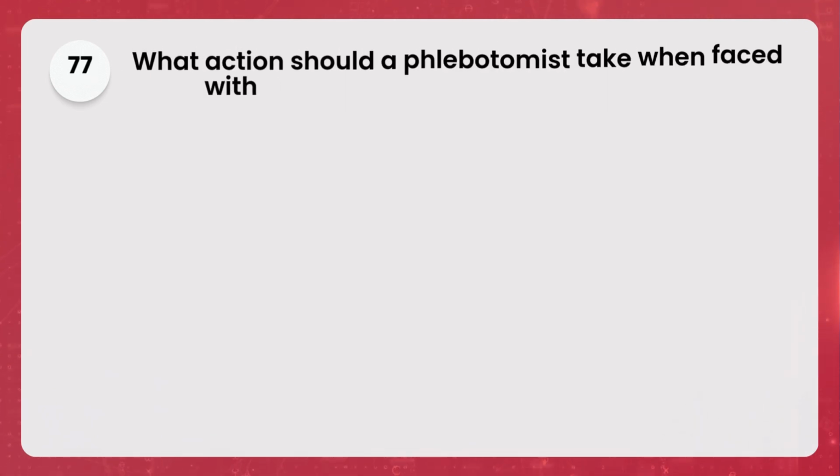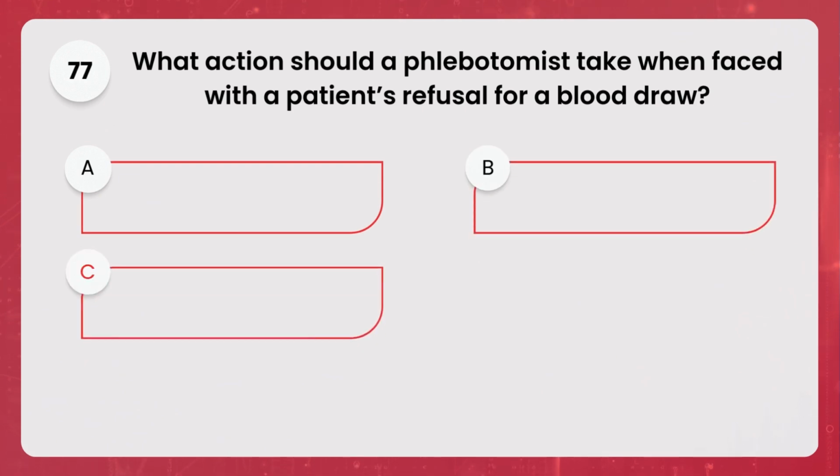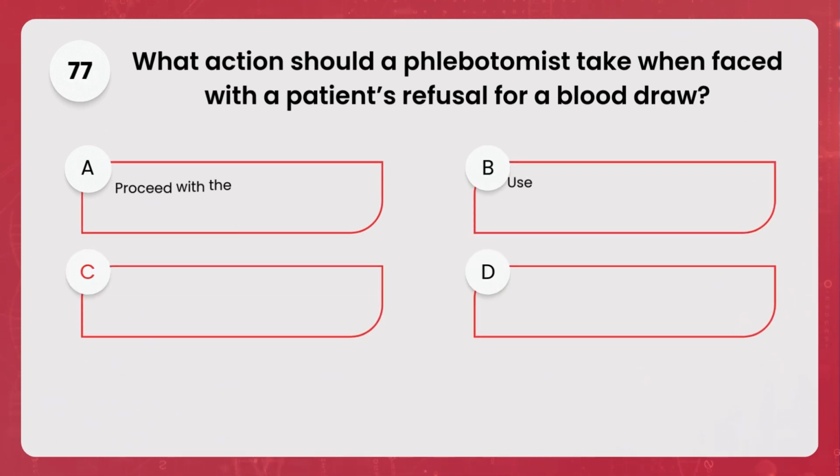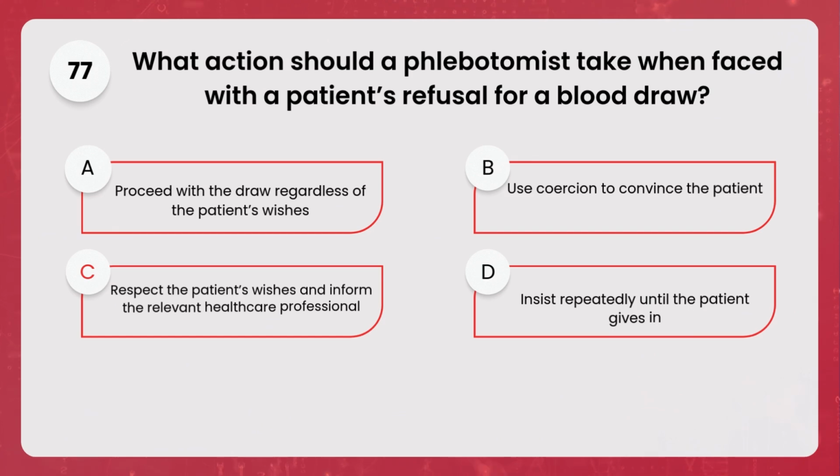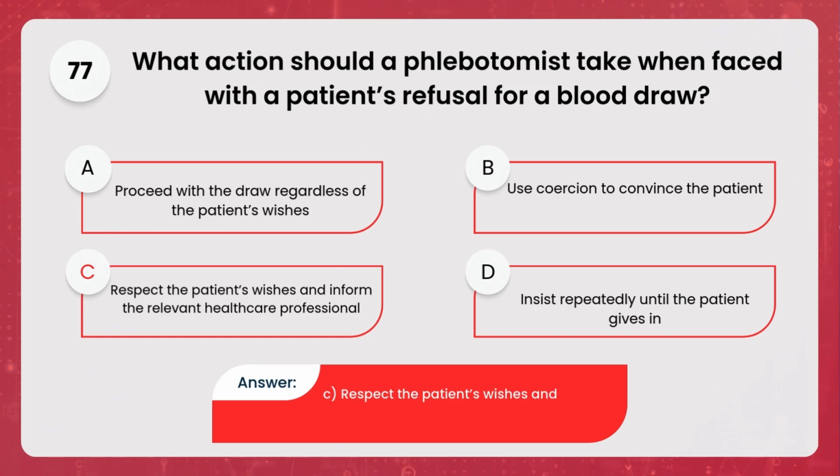Number 77. What action should a phlebotomist take when faced with a patient's refusal for a blood draw? A. Proceed with the draw regardless of the patient's wishes. B. Use coercion to convince the patient. C. Respect the patient's wishes and inform the relevant healthcare professional. D. Insist repeatedly until the patient gives in. The answer is C. Respect the patient's wishes and inform the relevant healthcare professional.